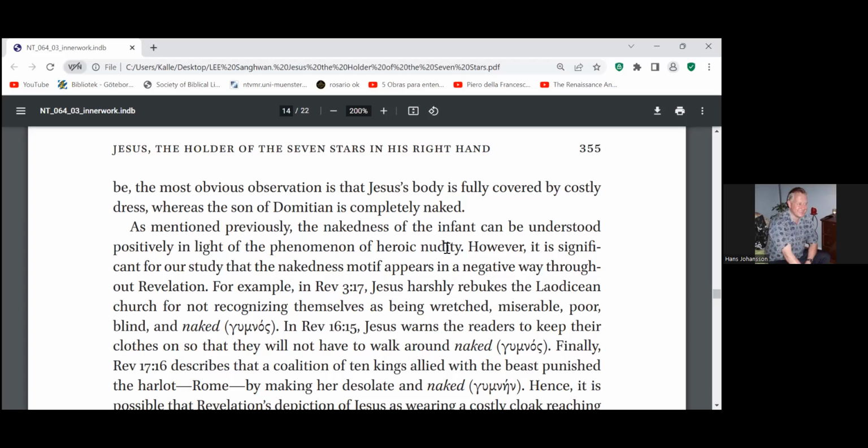So once more we have the recto and verso. We have the head and tails. We define nakedness from being dressed and vice versa. They are codependent. Without an undressed Domitian son, there wouldn't be a dressed Jesus, because then all would be dressed and there wouldn't be any difference.